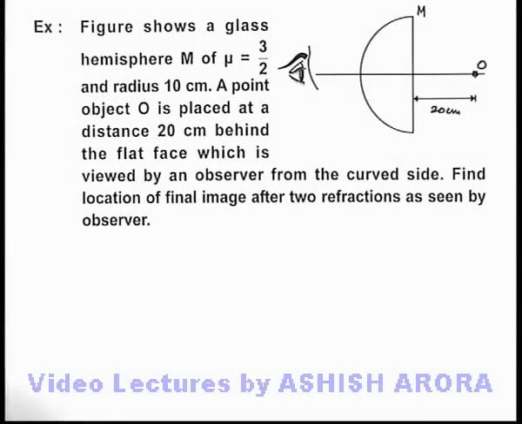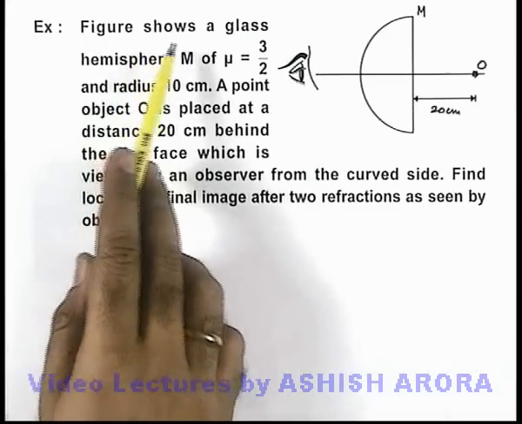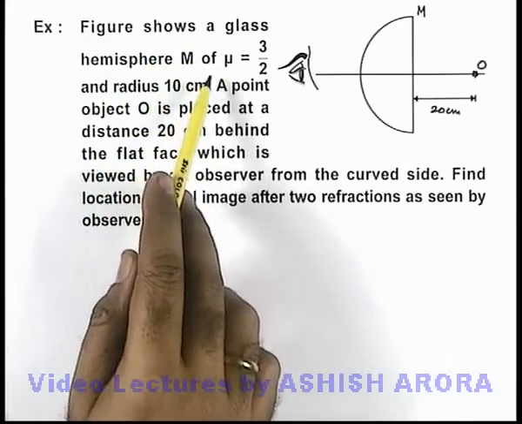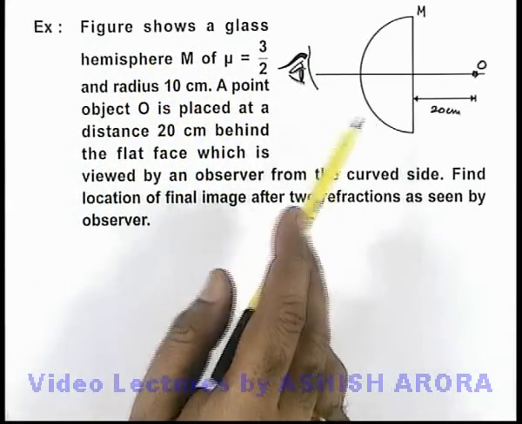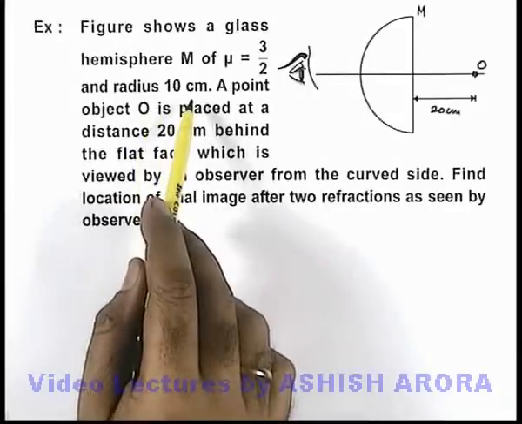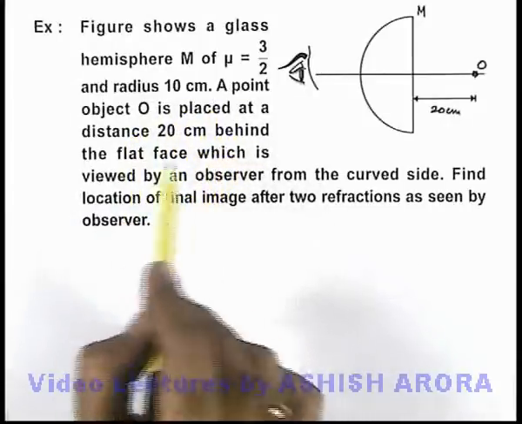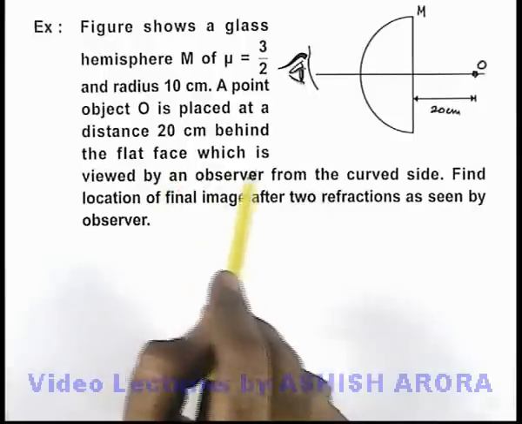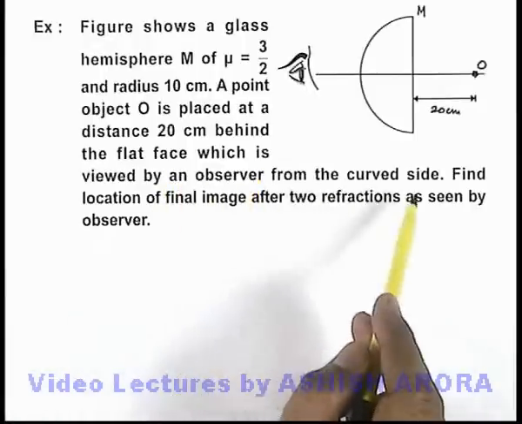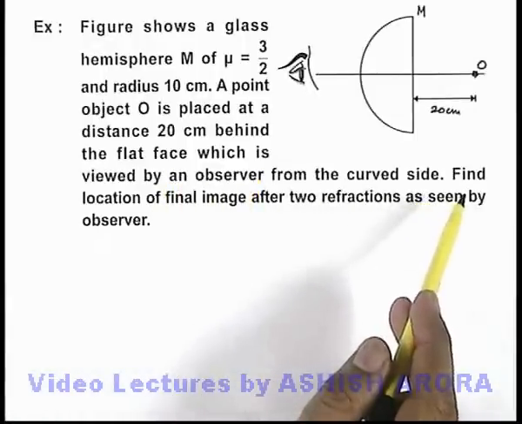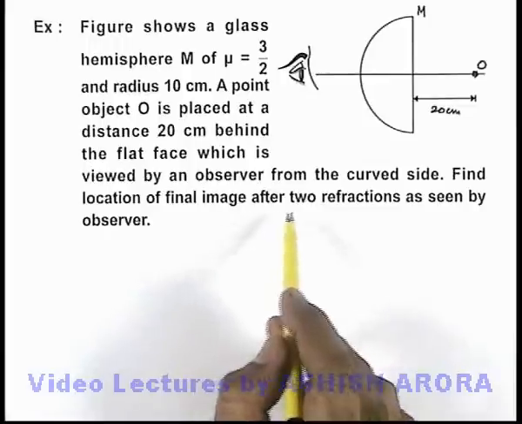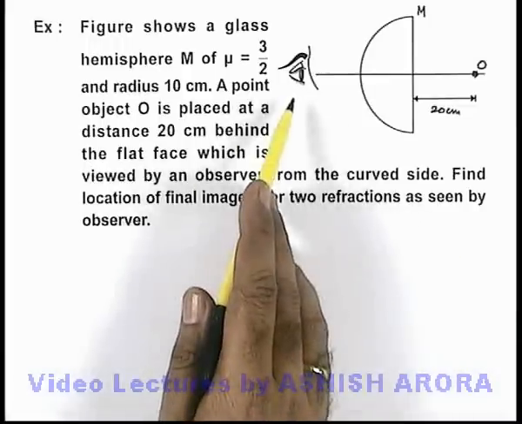In this example, we are given that the figure shows a glass hemisphere M of refractive index 3/2 and radius 10 cm, and a point object O is placed at a distance 20 cm behind the flat face, which is viewed by an observer from the curved side. We are required to find the location of the final image after two refractions as seen by this observer.